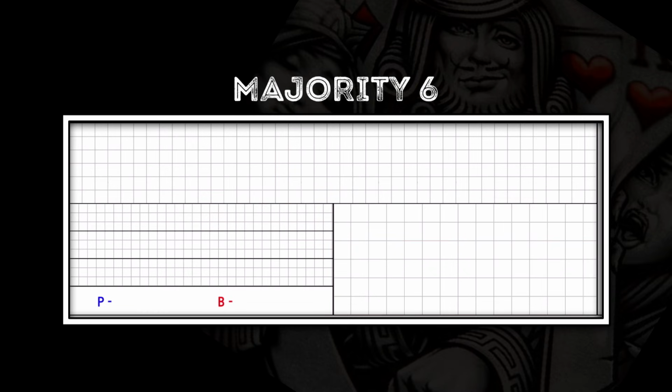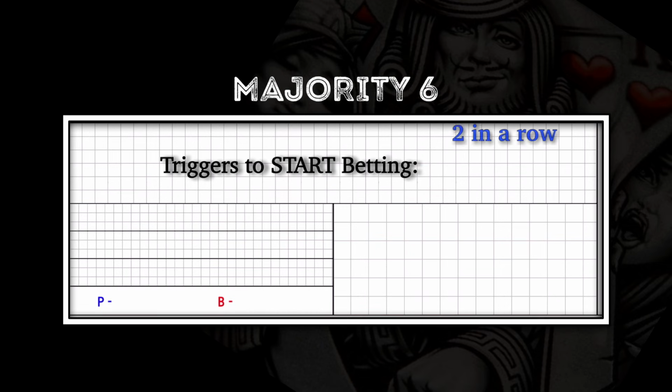So here is how I would play the Majority 6. I will have 2 triggers. My first trigger is a 2 in a row. Okay, so let's say the first free hand is banker. I don't believe a 1-0 is enough data to be a majority. There has to be at least 2 outcomes. So like I said, my first trigger is a 2 in a row.